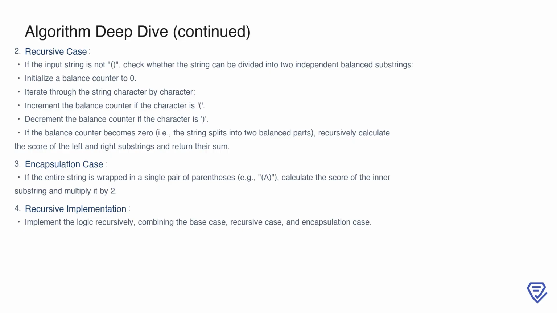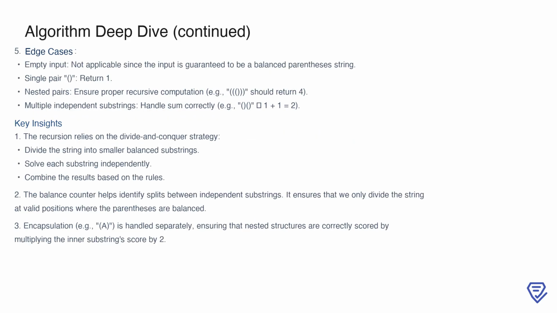Additionally, if the entire input string is wrapped in a single pair of parentheses, like (A), this is an encapsulation case. Here, we calculate the score of the inner substring and multiply it by 2, reflecting the nested structure. These cases are implemented recursively to handle any valid input string. When implementing this algorithm, it's important to consider edge cases to ensure robustness. For example, the input will never be empty since it's guaranteed to be a balanced parentheses string.